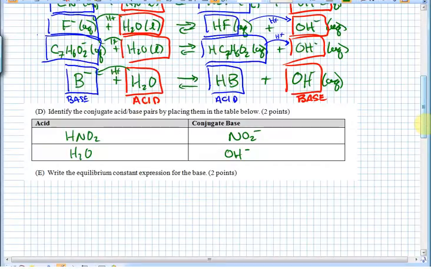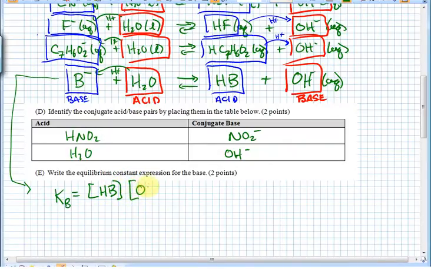All right, let's write the equilibrium constant expression for the base. Again, if I use my general term here, my equilibrium expression is going to look like this. Kb is going to equal the concentration of the acid, HB, at equilibrium times the concentration of the hydroxide at equilibrium divided by the concentration of the base. Notice we do not include water as part of the equilibrium expression. Please do not include it.